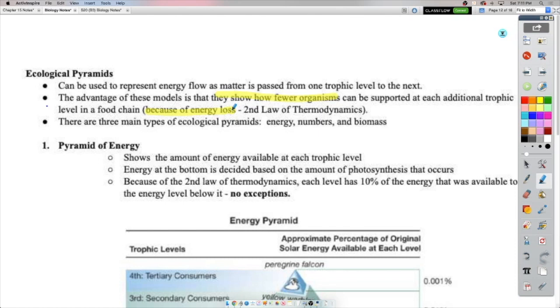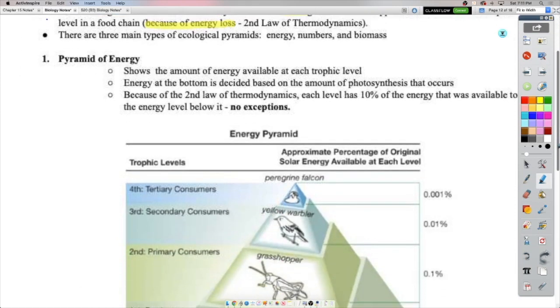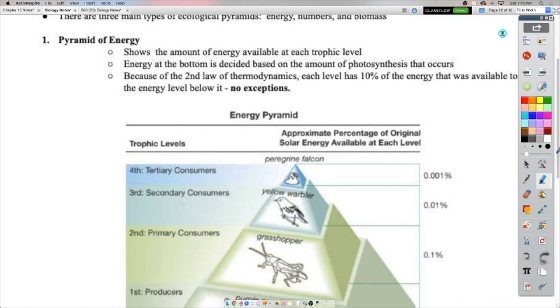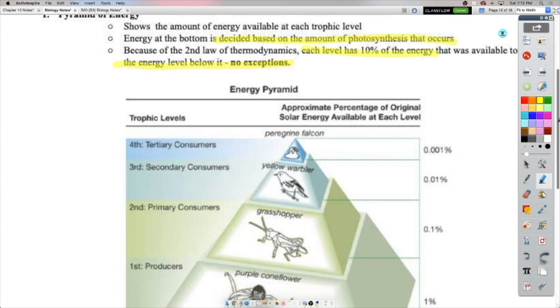So there are three main types of ecological pyramid: energy, numbers, and biomass. A pyramid of energy is really just a food chain turned into a pyramid. But it gives a better picture because now you can see there are fewer of these things. A food chain can make it look like just one flower, one mouse, one fox, whatever. The energy at the bottom is always fixed. It's based on how much photosynthesis occurs. After that, we know from the 10% rule that you just divide by 10 every time, and that's how much energy will be at each level. There are no exceptions. Every energy pyramid always looks like this. Each level has 10% of the energy that was available to the level below it.